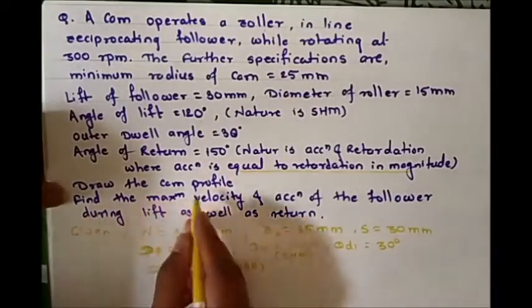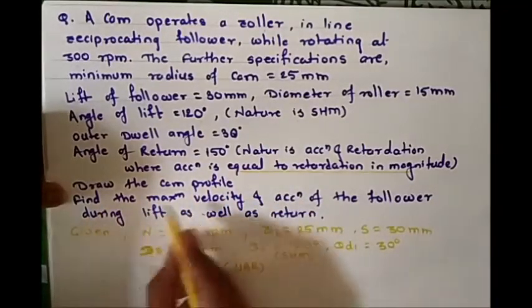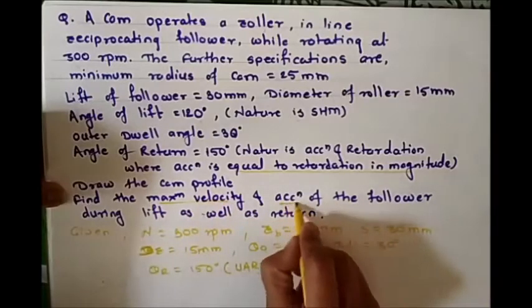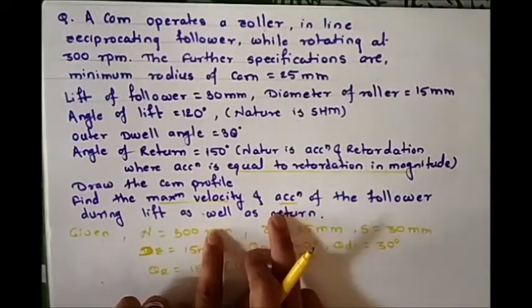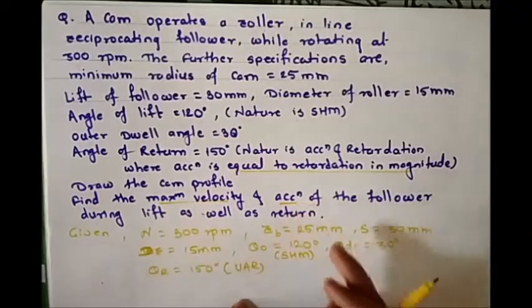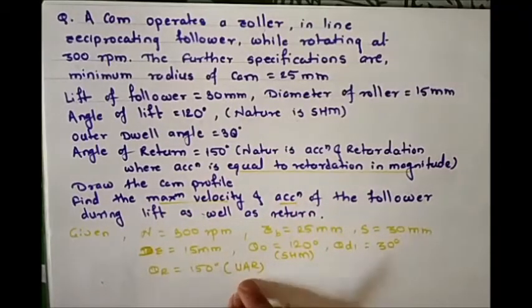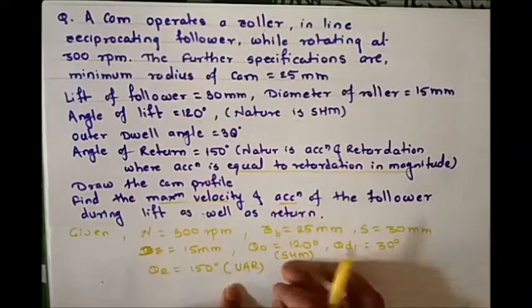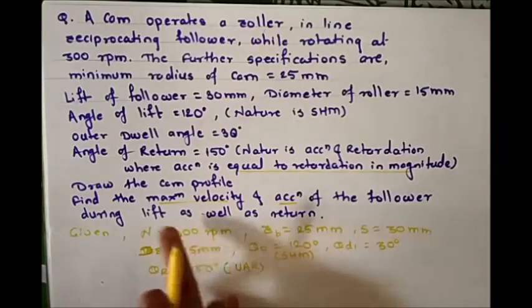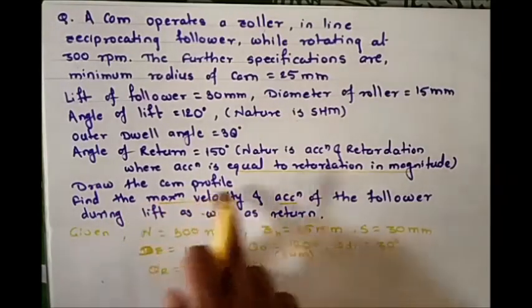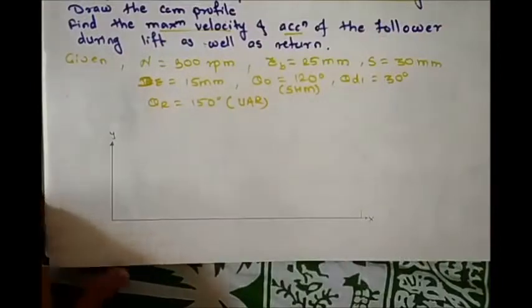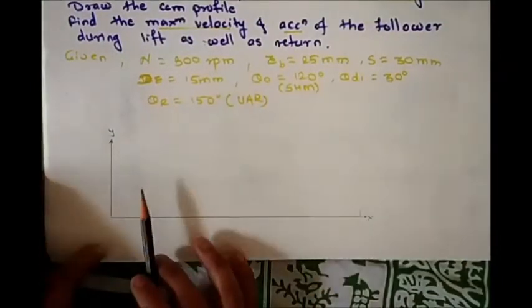Then this says draw cam profile, find maximum velocity and acceleration. So we know the formulas of maximum velocity and acceleration during SHM and during uniform acceleration and retardation. So we are directly using that formula to find out the maximum velocity and acceleration. So let's start from the displacement diagram.